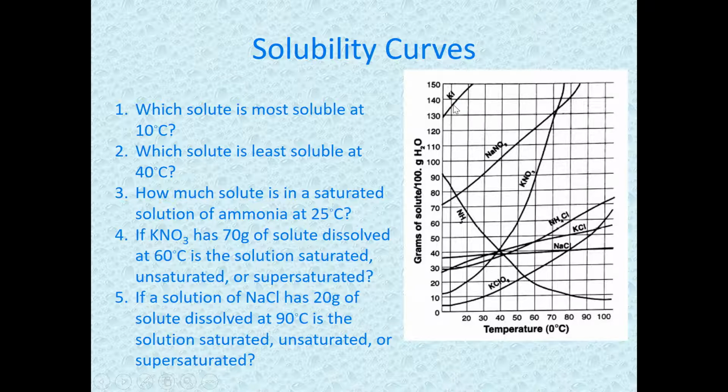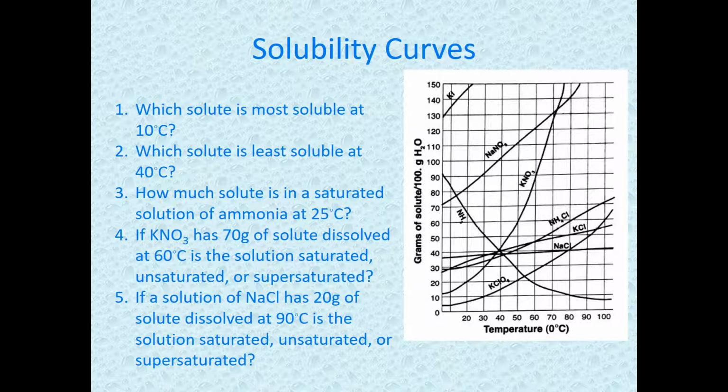What solute is the least soluble at 40 degrees Celsius? So we go to 40, and we have our KClO4 being the least soluble at 40 degrees because it is the lowest on our table. For 3, you are asked how much solute is in a saturated solution of ammonia at 25 degrees Celsius. So we have our ammonia line right here. We go to 25 degrees Celsius and bring it up, and we're at about the 55 grams of ammonia can be in 100 grams of water mark.